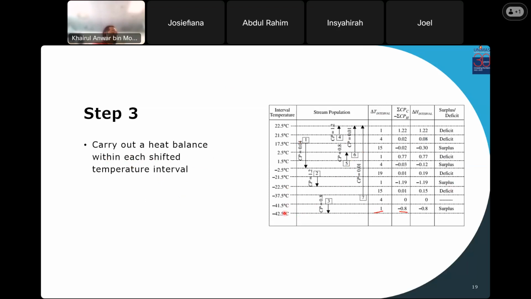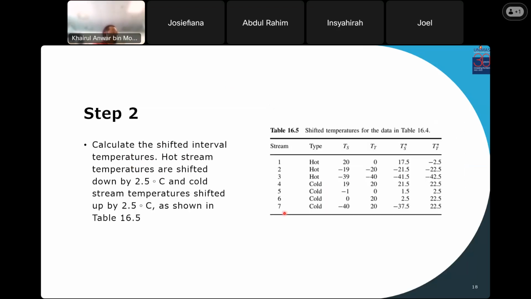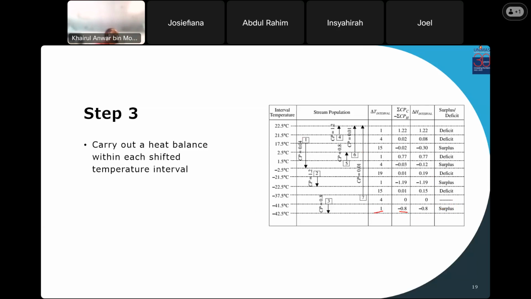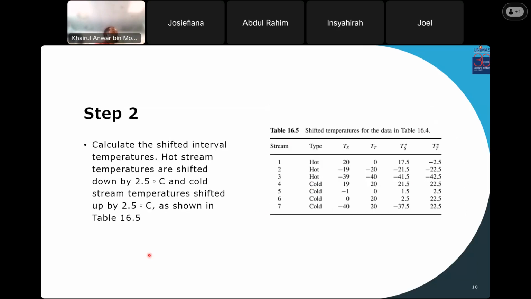So from here, based on the shifted temperature, the lowest is negative 42.5, the highest is 2.5. So once you draw this line, how to draw this line is based on the shifted temperature.